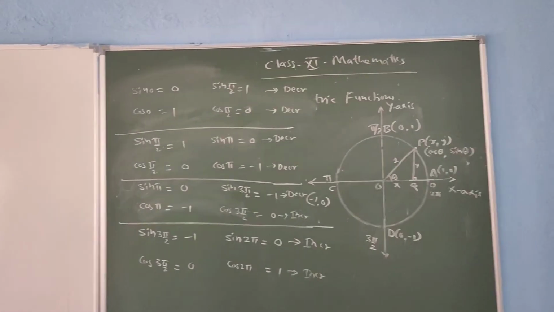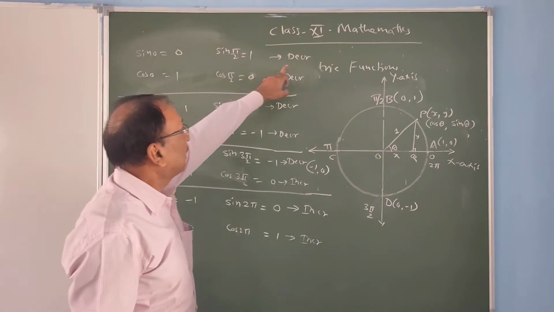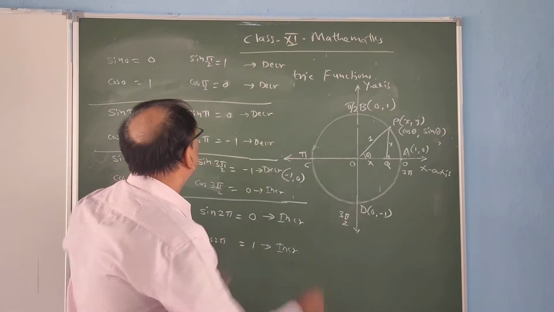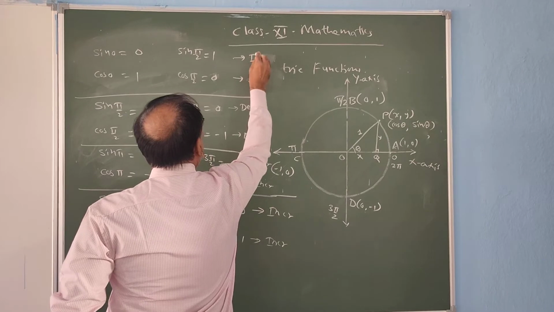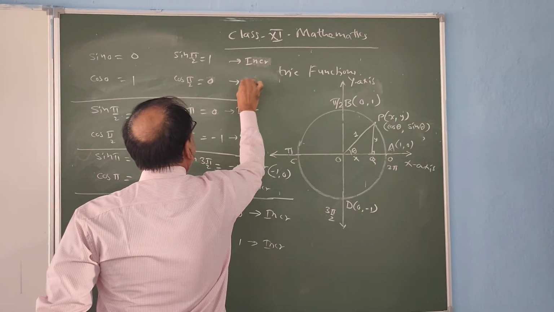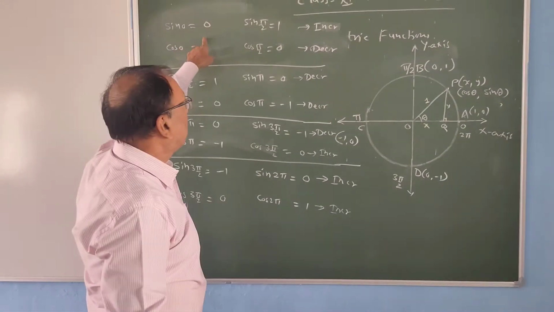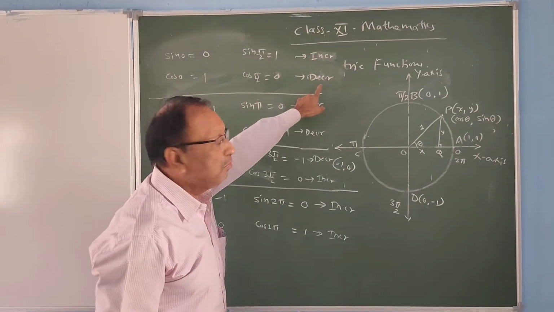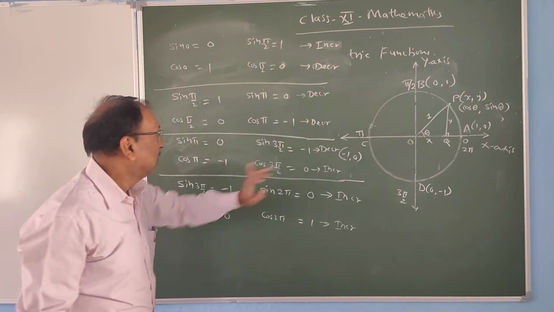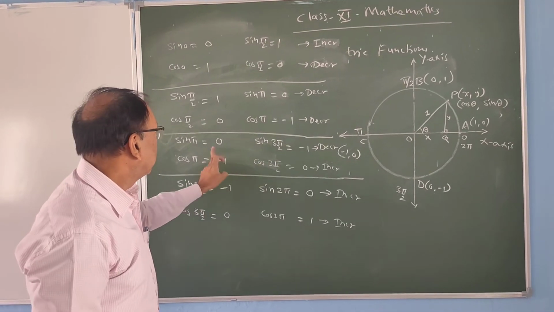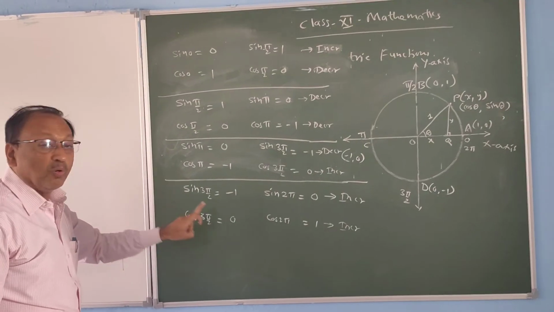Now see, what are the behaviors of the functions? In first quadrant, sine increases from 0 to 1, cos decreases from 1 to 0. Second quadrant, both functions are decreasing. Third quadrant, sine is decreasing and cos is increasing. And in fourth quadrant, both are increasing.